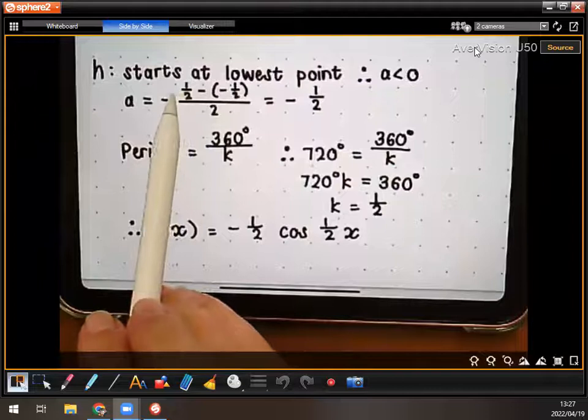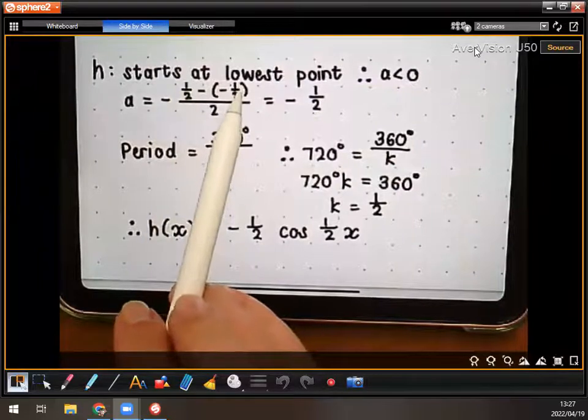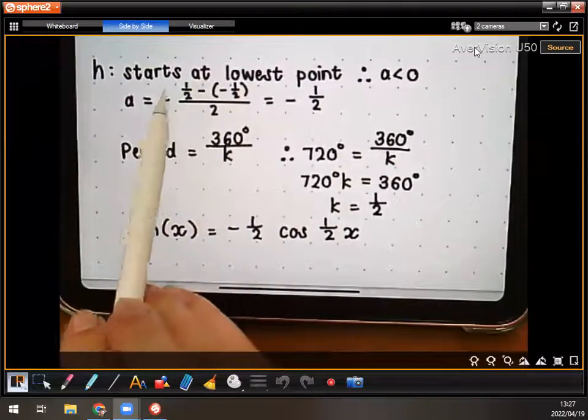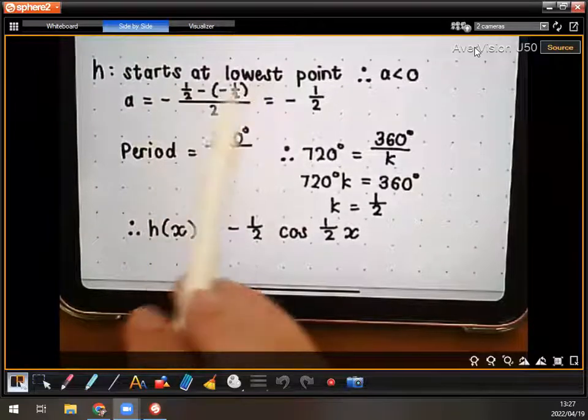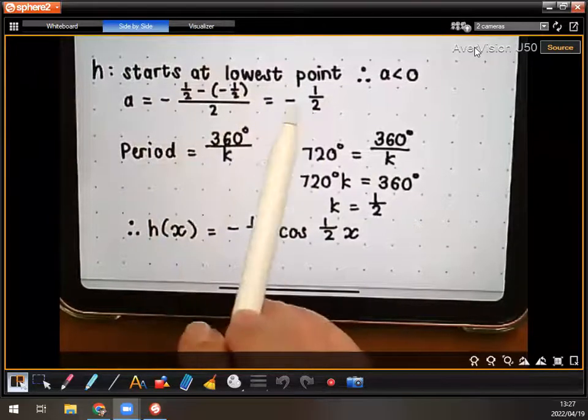Then you take your highest value minus your lowest value. So that is actually 1/2 plus 1/2, right? Which is actually 1, which is then -1/2.